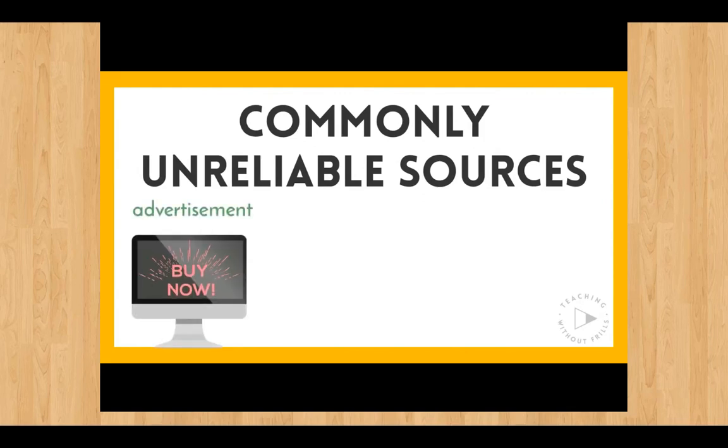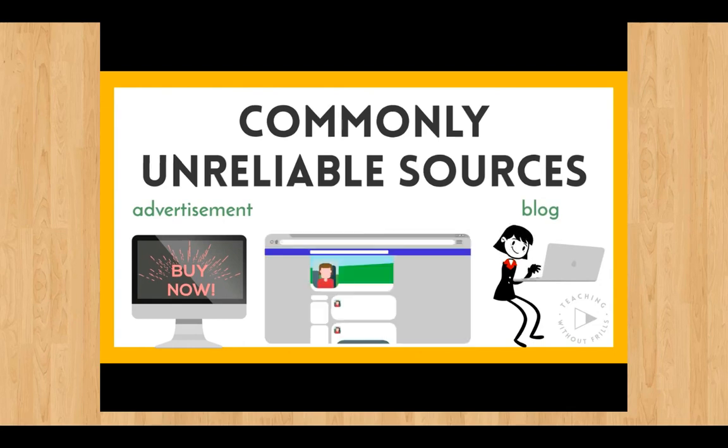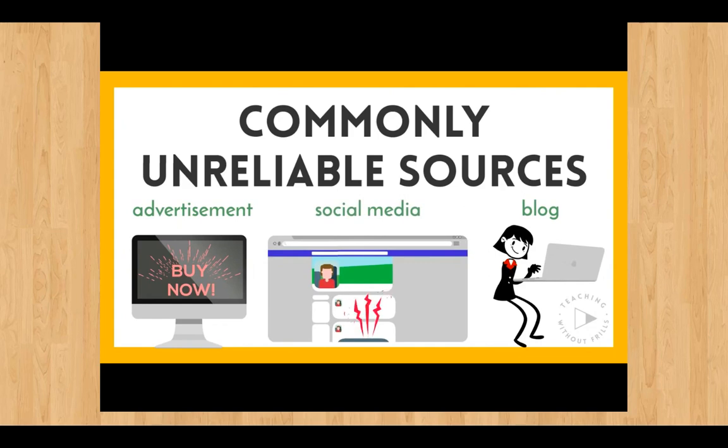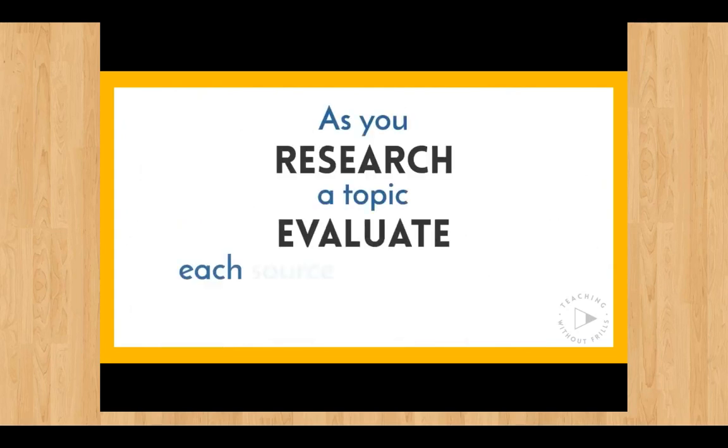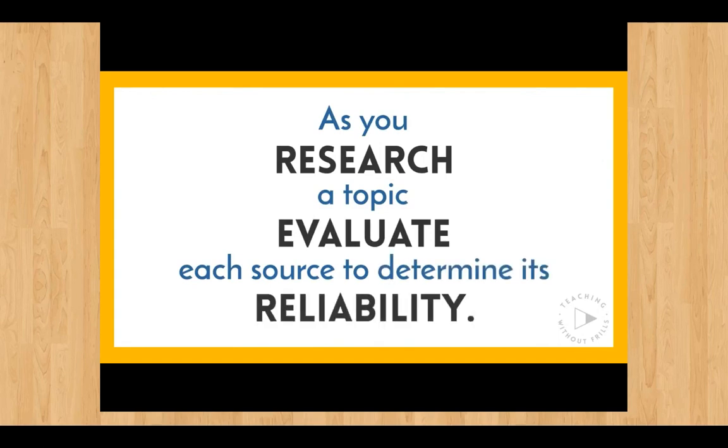There are a few types of sources that are commonly unreliable. An advertisement trying to sell a product, service, or idea probably won't provide the most objective information. A personal blog will describe the beliefs or opinions of an individual, but it may not represent the broader consensus on a topic or have supporting evidence. And social media posts often spread biased, inaccurate, or sensational information to influence users' opinions on controversial topics. So, as you research a topic, evaluate each source to determine its reliability.